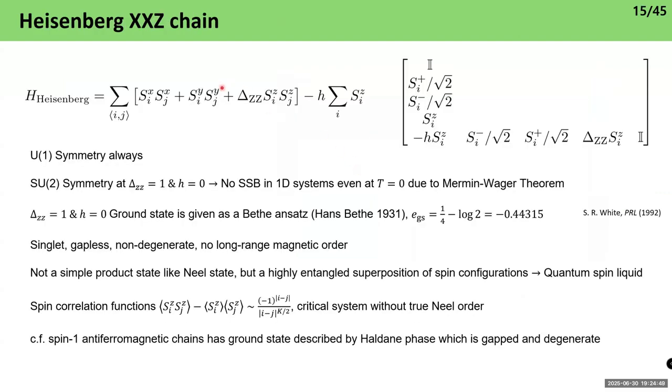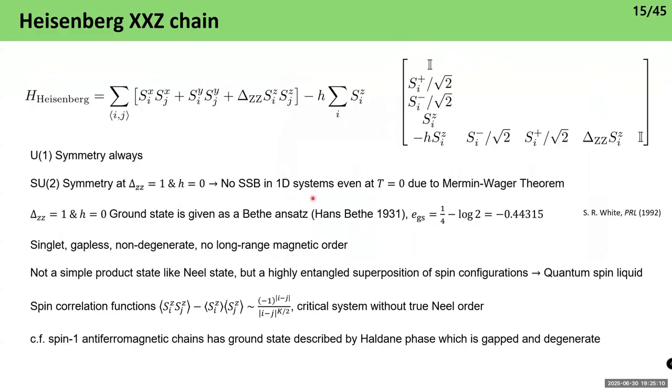So this is the Heisenberg XXZ chain Hamiltonian. It can be represented as an MPO, as a 5x5x2x2 MPO, like this one here. It is known to have gapless, singlet, non-degenerate ground states with no long-range magnetic order due to the Mermin-Wagner theorem.